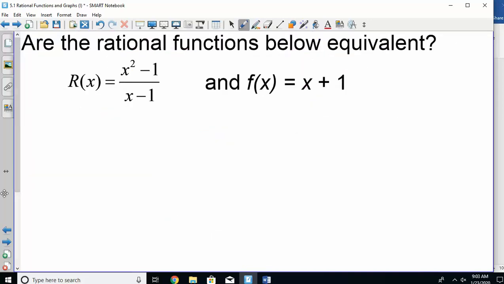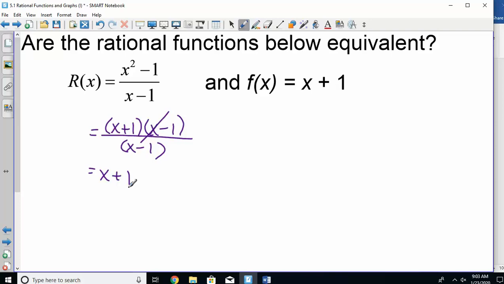Now, I want to show you something. Here are two functions. This one's written as a fraction, that one is not. Over here, if I tried to simplify this, what can you do with x squared minus 1? How can you break that down? X plus 1, x minus 1, difference of squares. And what happens now? It's just x plus 1.